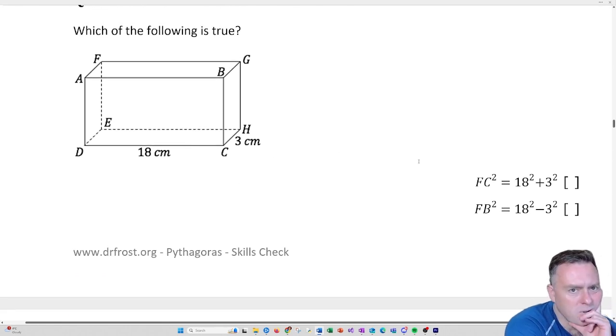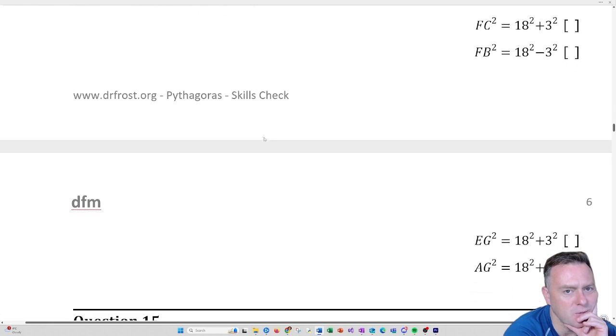Right, so this is just a little bit of logic. So F to C, from that corner down to the bottom there, 18 and 3. So 18 and 3 would find the diagonal on the base, so that's not going to be correct. F to B is just the top. So you would use 18 squared plus 3 squared, so that's not going to work.